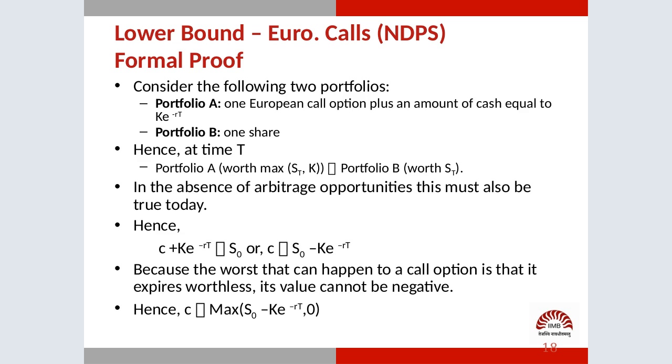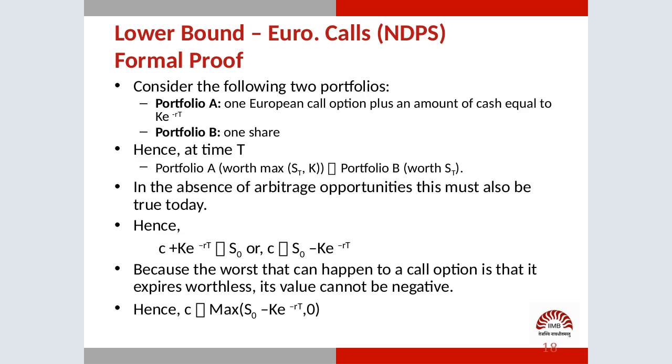Now this is the formal proof. Again, I have the same problem that has come about out here. But anyway, let me take the two portfolios. I take a portfolio A, which is a call option plus an amount equal to the cash. So I buy and hold the call option, and I hold enough cash today to be able to exercise this option in the future if need be. How much would I need to exercise the option? I would need K. So today I hold the present value of K, or K to the power of minus RT. Portfolio B has only one share.